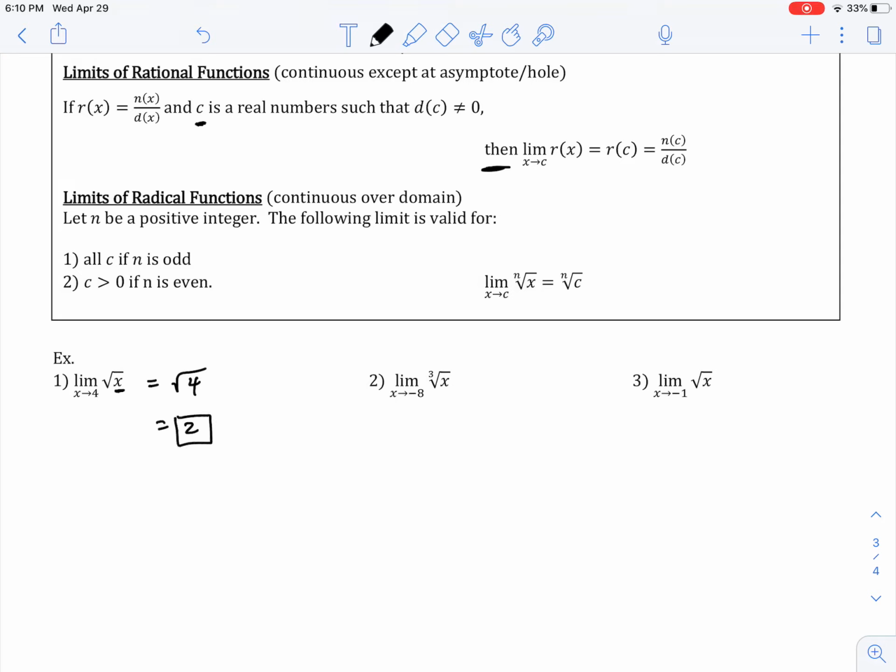Okay, let's look at the next one. This time we have an odd index. We're taking an odd root. So if that is the case, it's fair game for us. We're just allowed to apply direct substitution because we don't have any domain restrictions here. In other words, our function is going to be continuous. So ask yourself then, what is just the cube root of -8? Well, the cube root of -8 is just -2. So that works. For number 3, we're back to looking at an even index function.